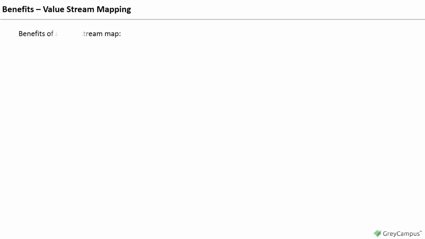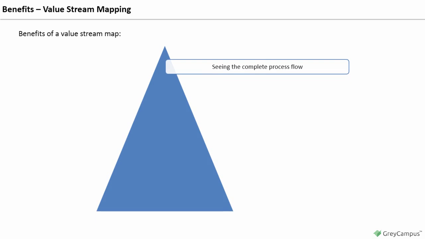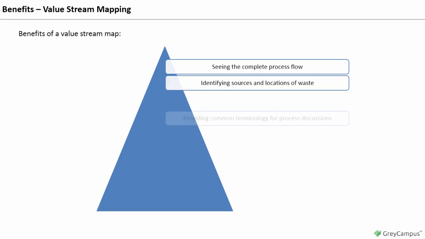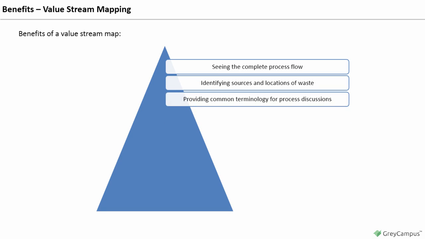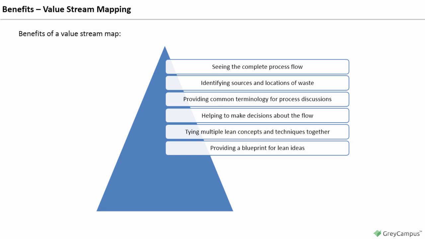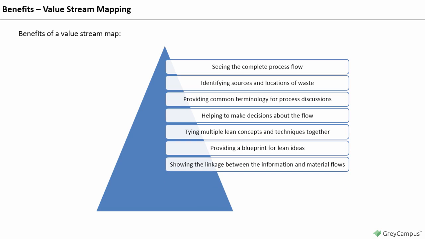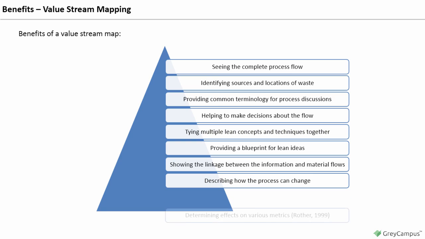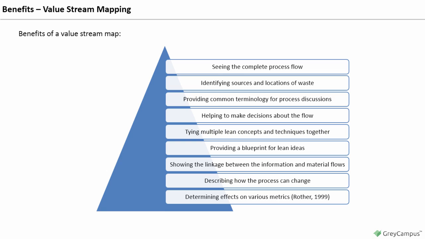Benefits of a value stream map include seeing the complete process flow, identifying sources and locations of waste, providing common terminology for process discussions, helping to make decisions about the flow, tying multiple lean concepts and techniques together, providing a blueprint for lean ideas, showing the linkage between the information and the material flows, describing how the process can change, determining effects on various metrics.